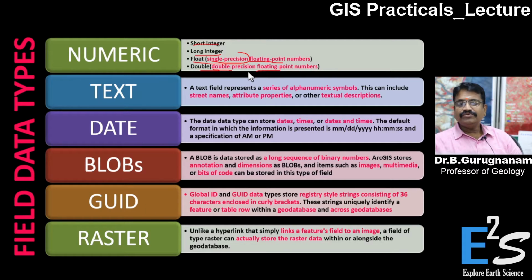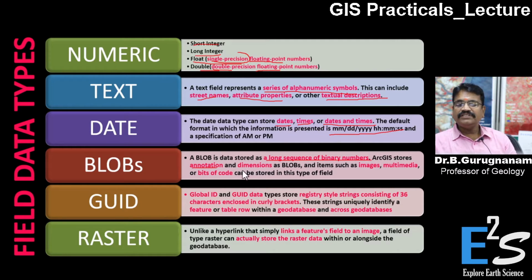You can use these depending upon the data you have. Suppose you are going to type the names of locations, like a series of alphanumeric symbols, maybe a street name, property attribute or textual descriptions. You'll be typing the name of a village, the name of a district, like that. Coming to date, it is date and time, always represented as month, date, year, hours, minutes, seconds. This is automatically generated in the data set.